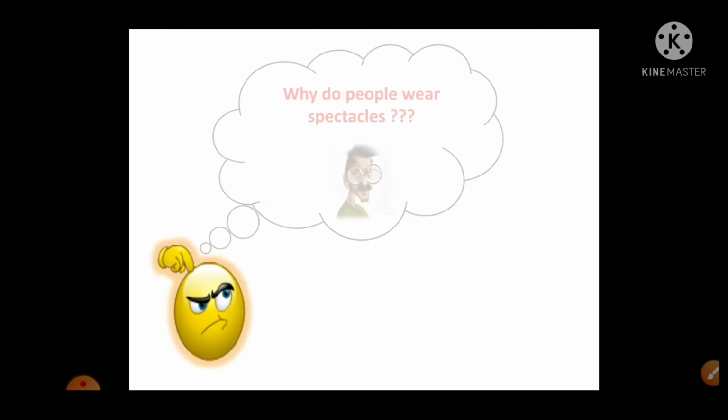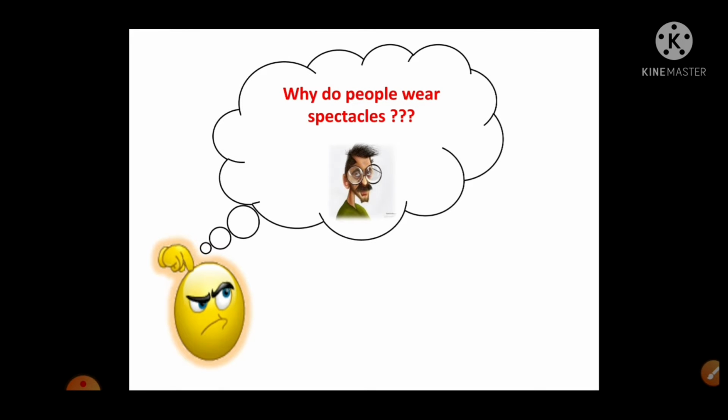So we were continuing with chapter number 7, lenses. Today's topic is eye defects. Generally you have seen people wearing spectacles. This question may arise in your mind: why do people wear spectacles?